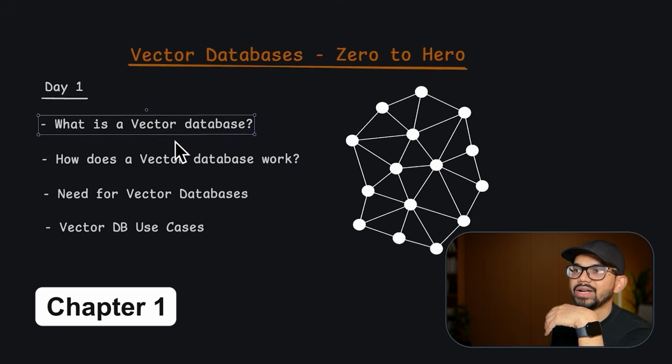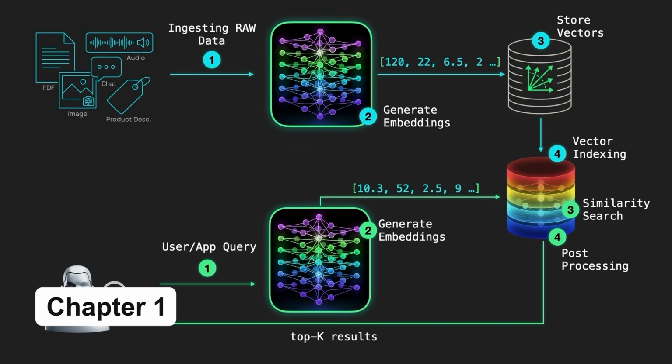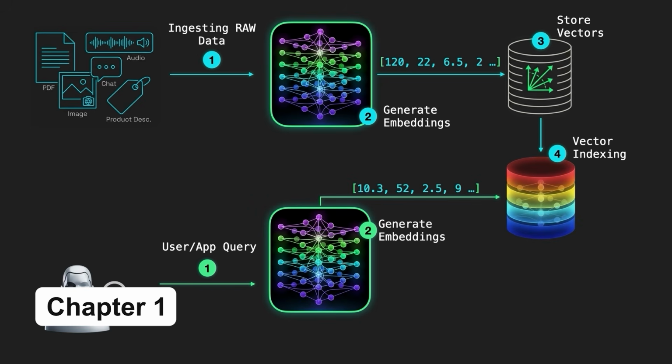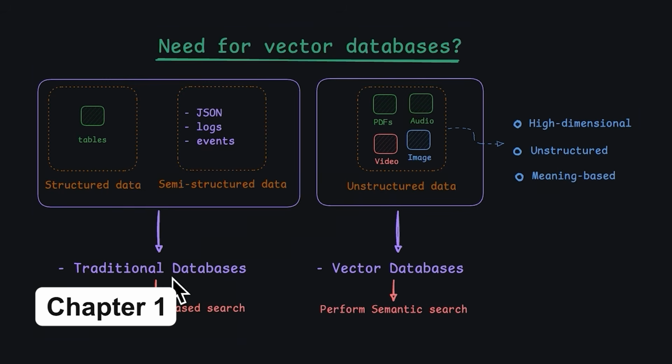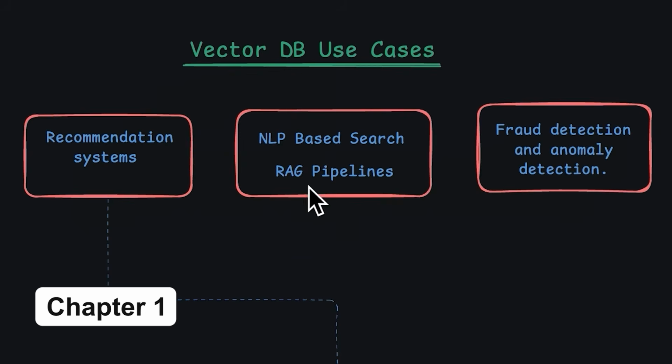In chapter 1, we will understand the fundamentals. What exactly is a vector database, why were vector databases introduced, how do they work internally, and why have they become one of the most important technologies in the AI era? We'll also explore some real-world use cases used by companies today.